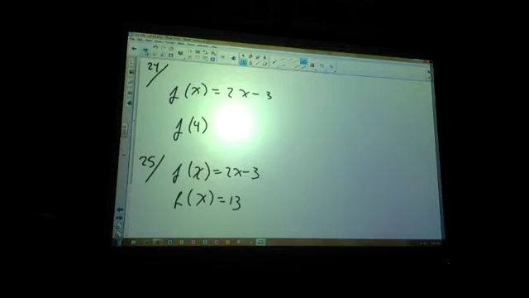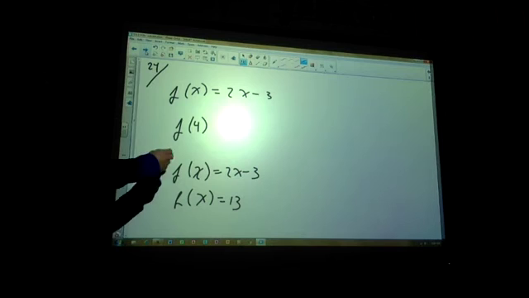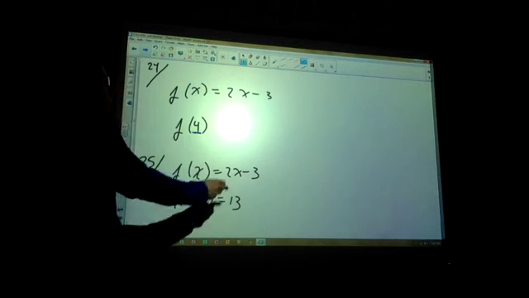24. We have the function at x, f at x, or f of x, depending upon how you want to say it, is equal to 2x minus 3. F at x is the same thing as saying y equals. What am I going to do with this 4? Plug it in for x.